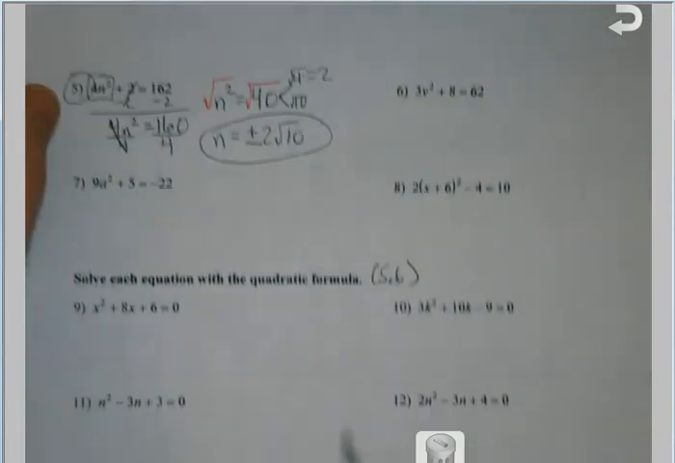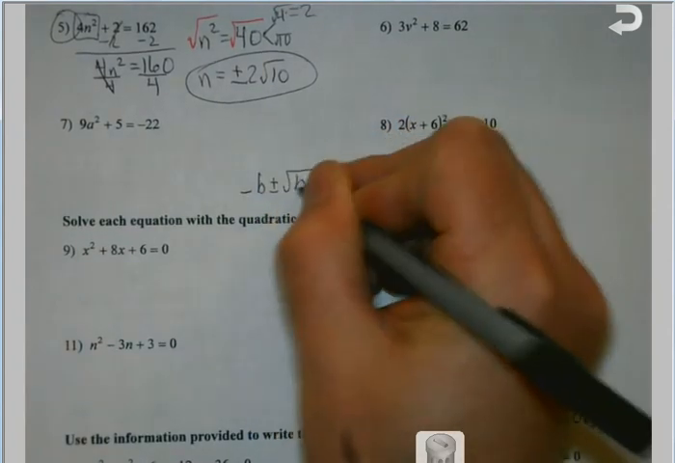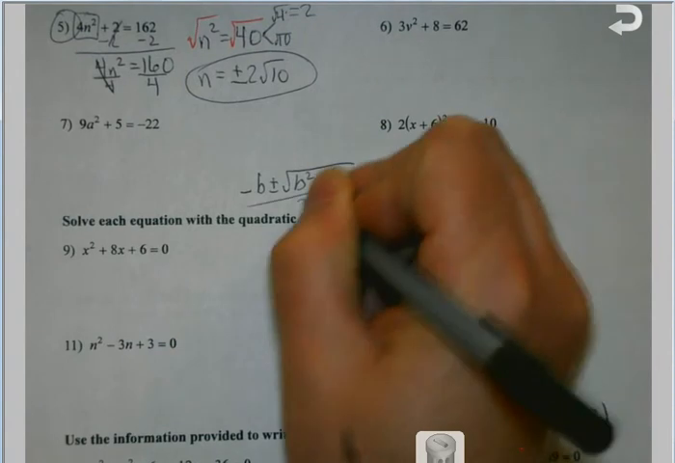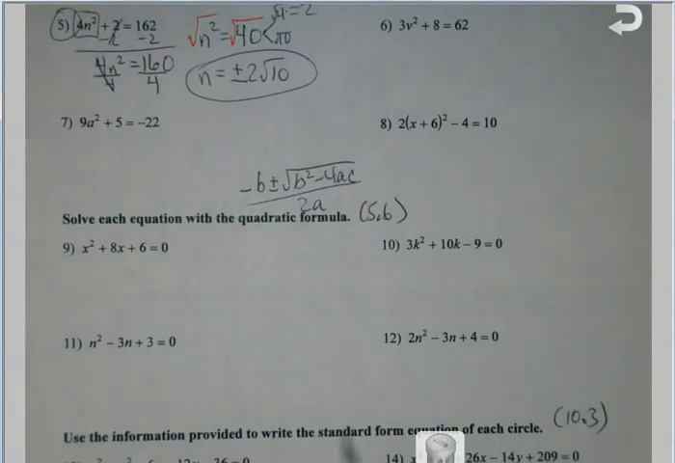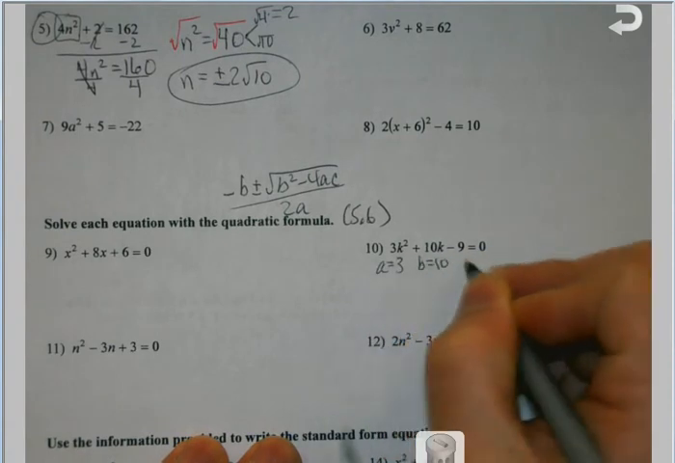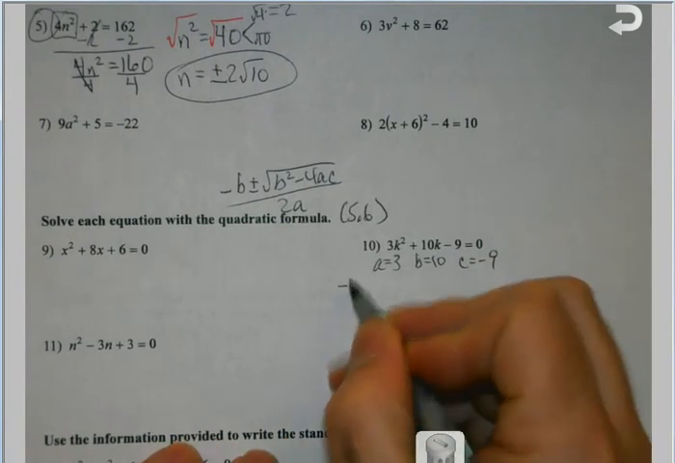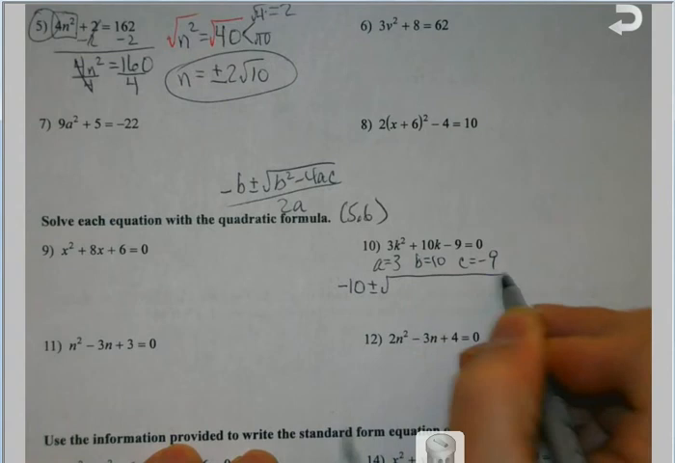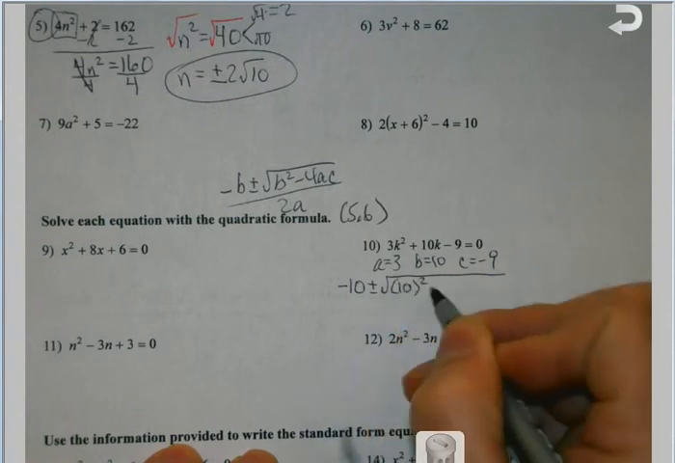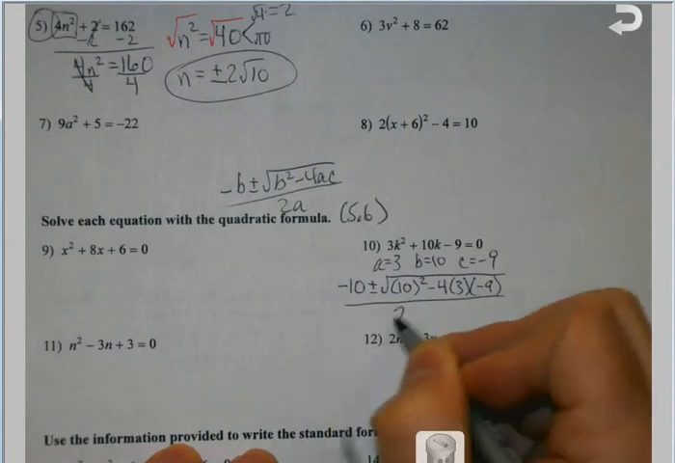Solve each equation with the quadratic formula. Negative b plus or minus the square root of b squared minus 4ac all over 2a. And yes, this will be on the exam as well, so no worries. Okay, let's say we do number 10. So my a value is 3, my b value is 10, my c value is negative 9. So we've got negative b plus or minus the square root of b squared minus 4ac all over 2a.